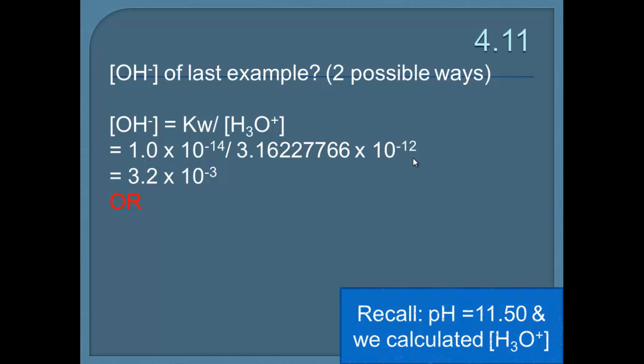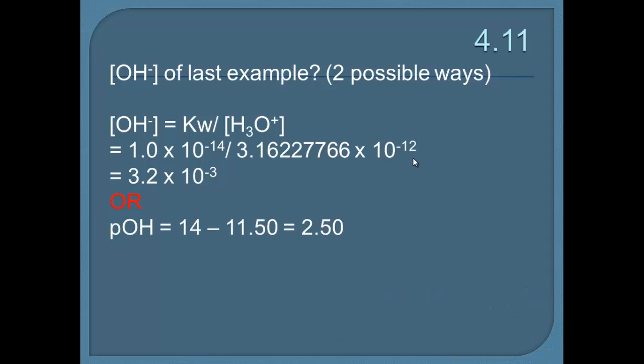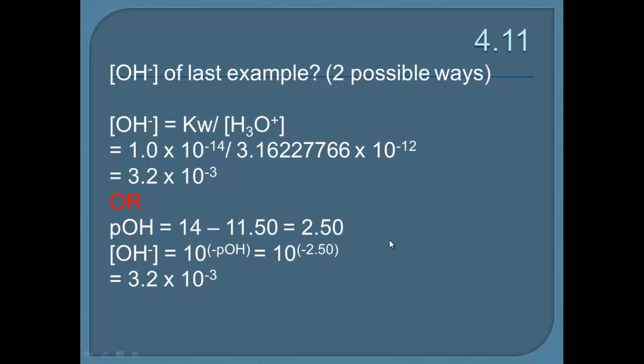Or we do it this way. We begin with the fact that pH plus pOH is equal to 14. So we say pOH is equal to 14 minus 11.50, which was our pH. So we get pOH is equal to 2.50. We then determine OH minus concentration by using the antilog function. 10 raised to the negative pOH, which is 10 raised to the negative 2.50. It's what we just calculated in our last step. We plug that in, we get the same answer.